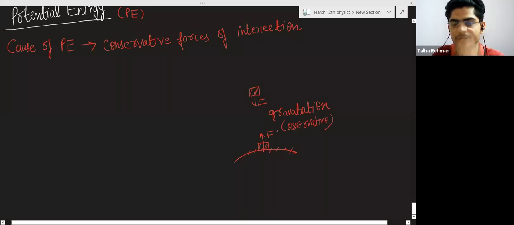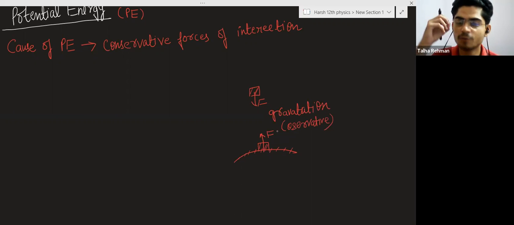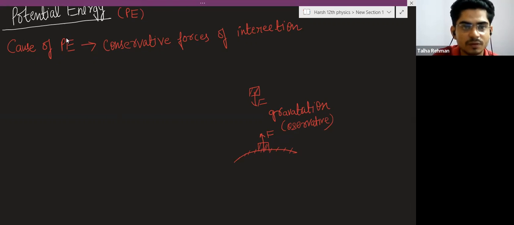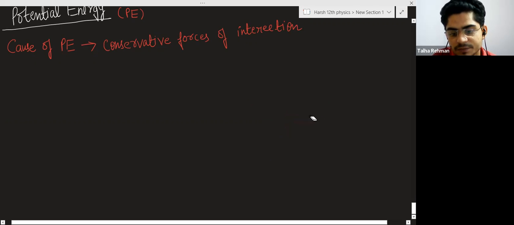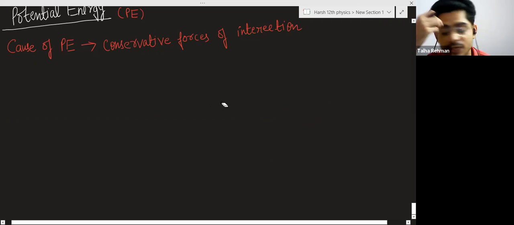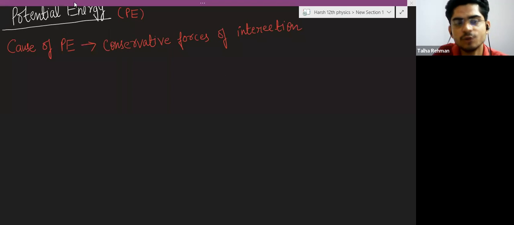I will tell you what a conservative force is. So this gravitation is conservative. Whenever there is a conservative force interaction, there will be potential energy. So there we have mass. Now we have charges. So you can write the example of conservative forces.